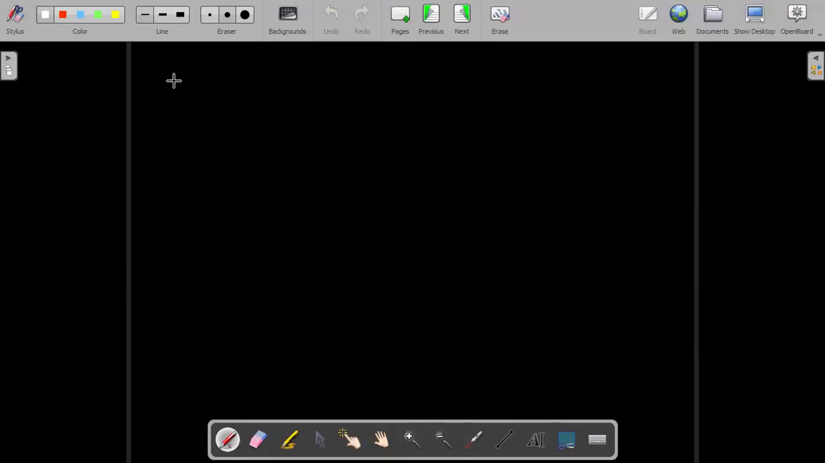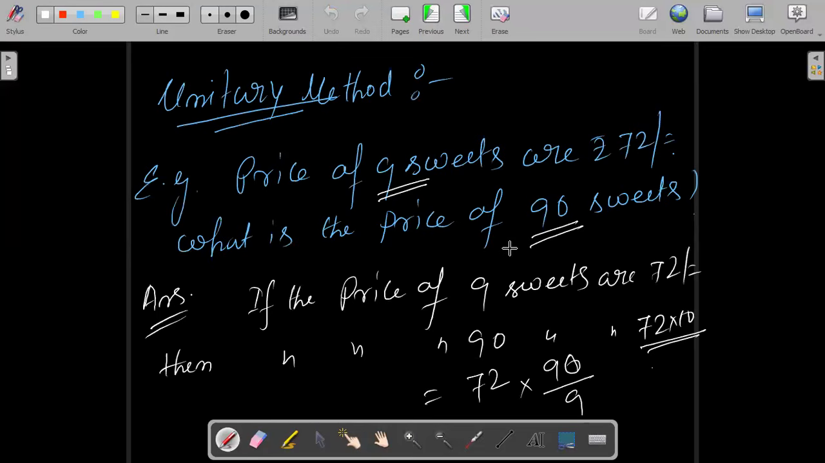That is, if I take it in a unitary format, then I will write it like this. First, I have to find out what I need to answer. I need to answer the price. So whatever I need to answer, I have to put that in the right hand side in my statement.